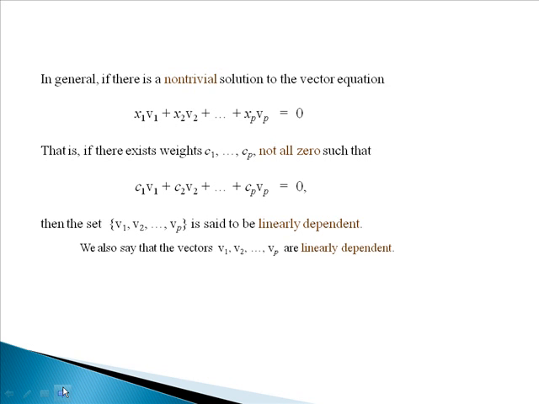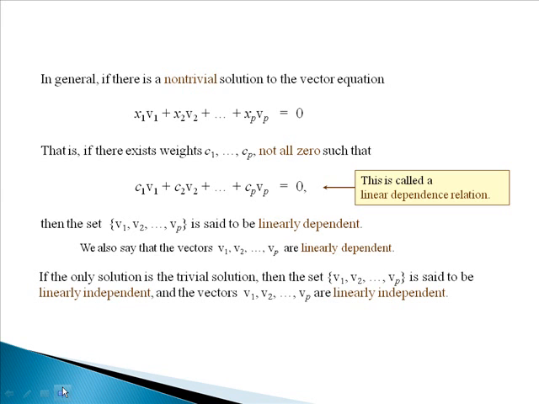We also then can say that the set of vectors is linearly dependent and each one is linearly dependent. And this equation is called a linear dependence relation. If the only solution is a trivial solution, then the set of vectors is said to be linearly independent in that case, and our vectors are also linearly independent.